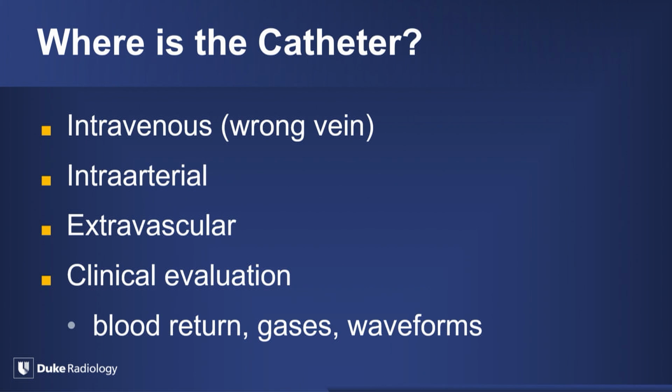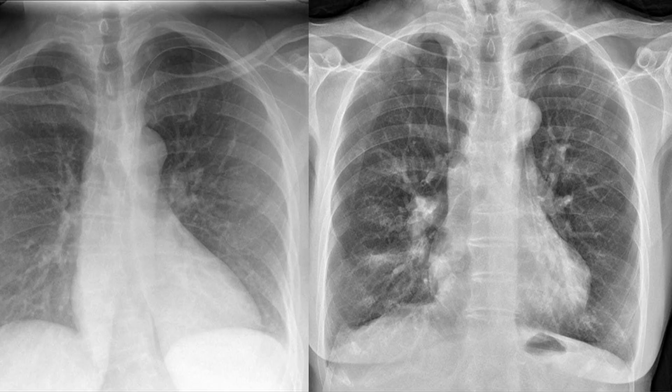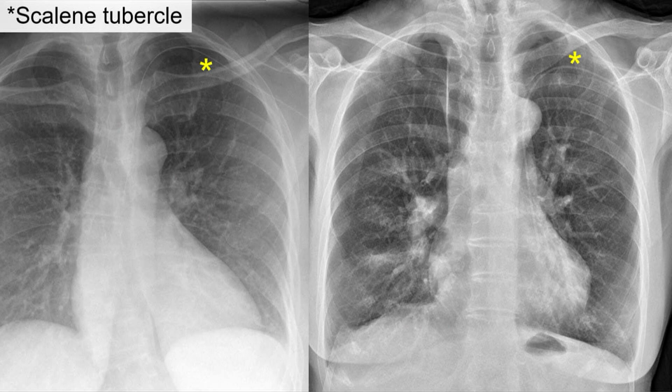But there are some other radiologic clues that can help us as well. Okay. So what I want to introduce is this concept of the so-called scalene tubercle. And the scalene tubercle is this little bump on the first rib where the anterior scalene muscle inserts. And it's a very useful landmark on chest radiographs for distinguishing arterial from venous positioning of catheters.